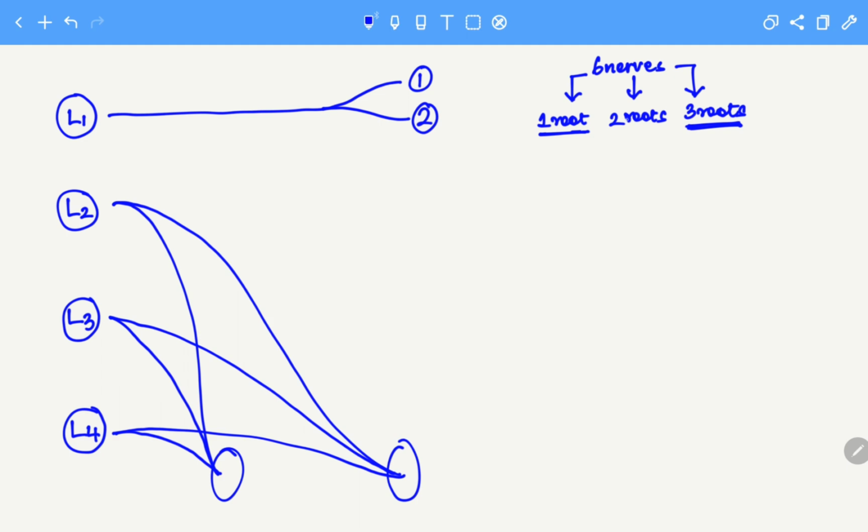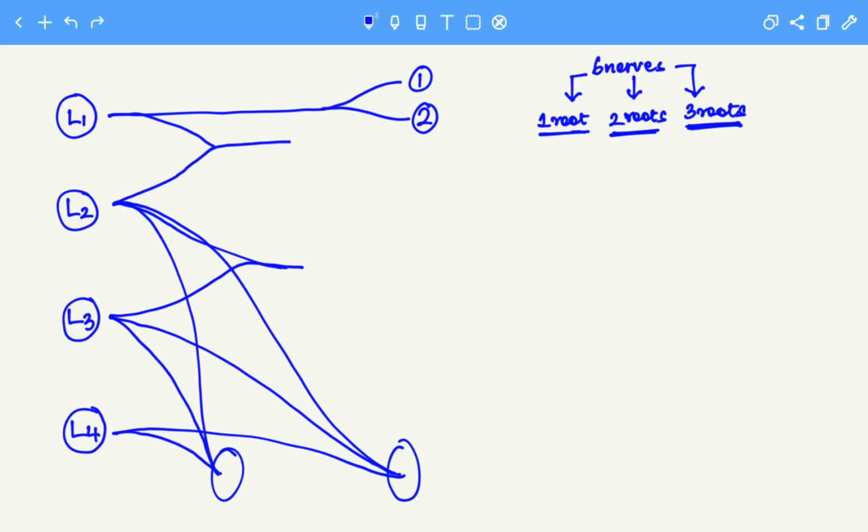And finally we look at the second group, which is 2 nerves that are emerging from 2 roots. So the first nerve of this group will emerge from L1 and L2. And the second nerve of this group will emerge from L2 and L3. This is a drawing of the lumbar plexus.